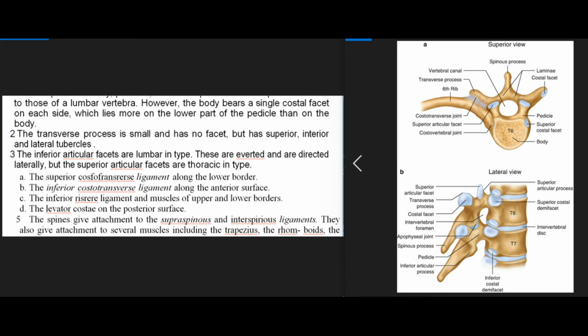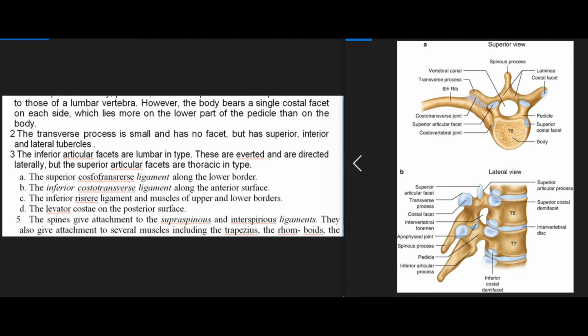2. The transverse process is small and has no facet, but has superior, inferior, and lateral tubercles. 3. The inferior articular facets are lumbar in type. These are everted and are directed laterally, but the superior articular facets are thoracic in type.